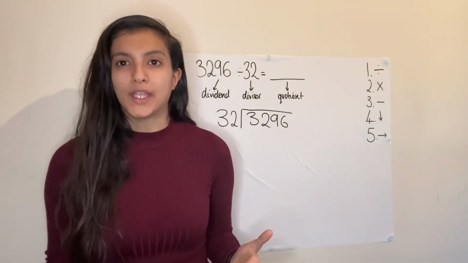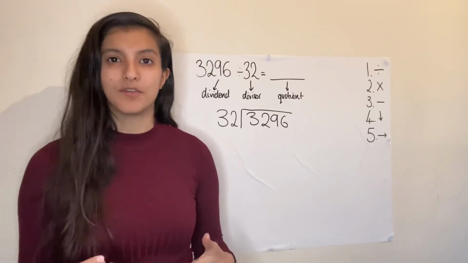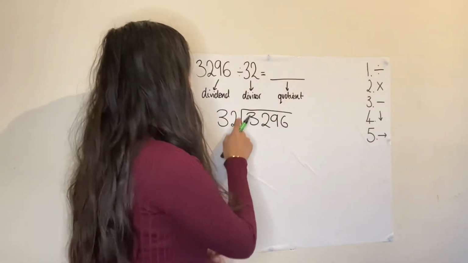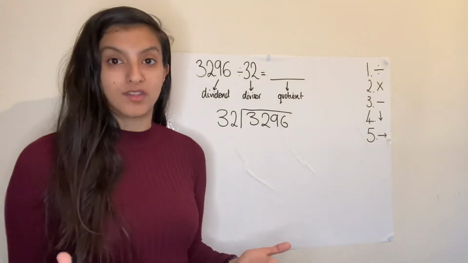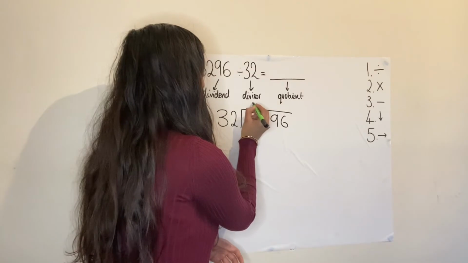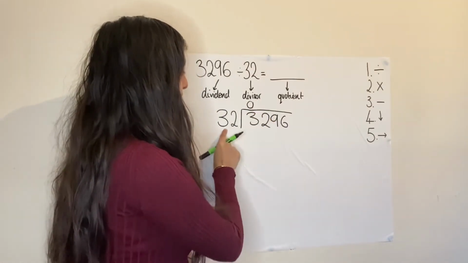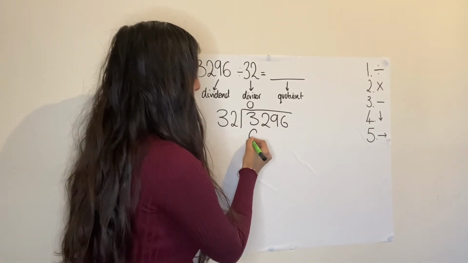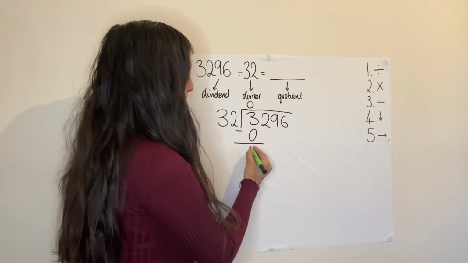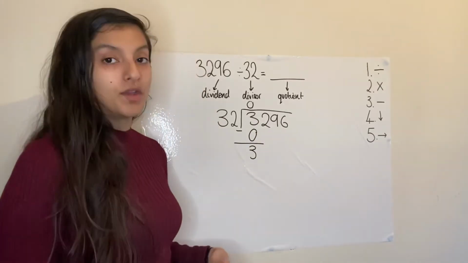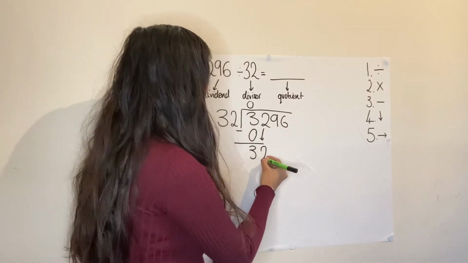Now that I've got my question inside my bus stop, I can start using my steps. So step number 1 is to divide. I need to see how many times does 32 go into my first number, which is 3. And 32 doesn't go into 3, therefore I'm just going to write 0. Step number 2 is to multiply what's on the side by the top. So 32 times 0 is 0. Step number 3 is to subtract. So 3 take away 0 is 3. Step number 4 is to bring the next number down. So the next digit is going to come down and that will create 32.